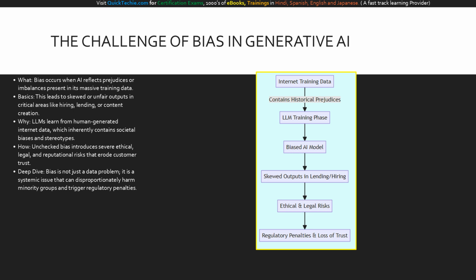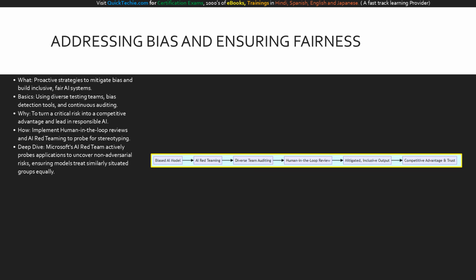The cascading effect of these skewed outputs is shown in the subsequent nodes, generating immense ethical and legal risks, which finally crash into regulatory penalties and loss of trust. This flowchart is a stark warning. It illustrates that bias is not injected maliciously by developers, it is inherited organically from the data ecosystem. Therefore, if you blindly trust the model's outputs without intervention, you are systematically importing societal flaws directly into your corporate decision-making architecture.